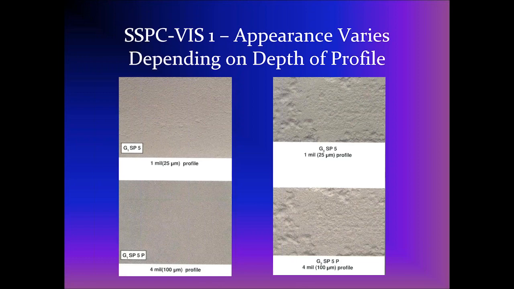Another series of photos shows the effect of surface profile. On the left, you've got a 1 mil profile on the top, 4 mil on the bottom. It makes the surface look different, even though it's the same degree of cleaning, white metal. And on the right, you'll see another with the profile, 1 mil profile on the top, 4 mil profile on the bottom, in this case over badly pitted steel. So the profile can have an effect on the appearance.